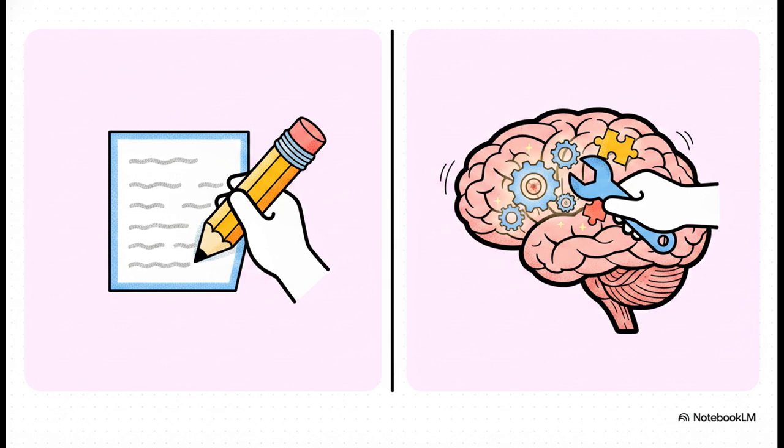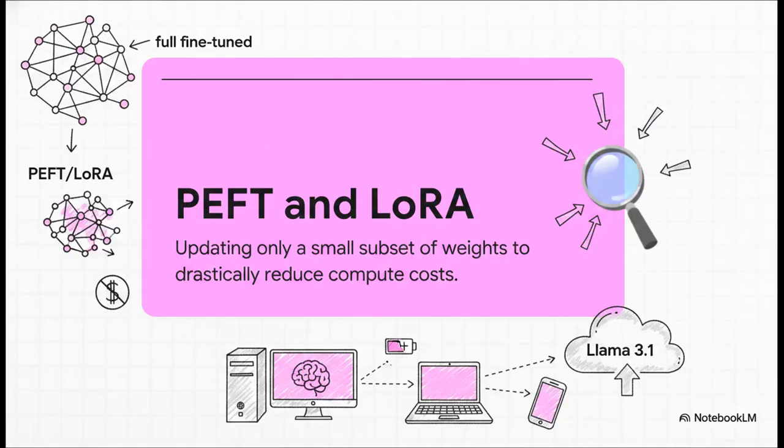Fine-tuning, on the other hand, is the process of actually modifying a pre-trained LLM's internal weights. You're directly baking that specialized domain knowledge right into the model's brain. So you might be wondering, how do we actually pull this off on a home setup? Well, this is where parameter-efficient fine-tuning, or PEFT, and specifically a technique called LoRA, low-rank adaptation, come in.